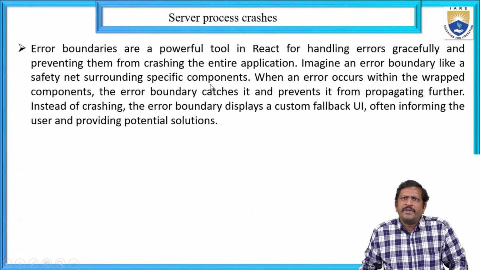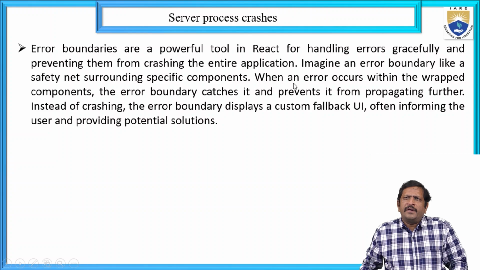Here, error boundaries are a powerful tool in React for handling errors while performing the process, and preventing them from crashing the entire application. Imagine an error boundary like a safety net surrounding specific components. When an error occurs within the wrapped components, the error boundary catches it and prevents it from propagating further. Instead of crashing, the error boundary displays a custom feedback.